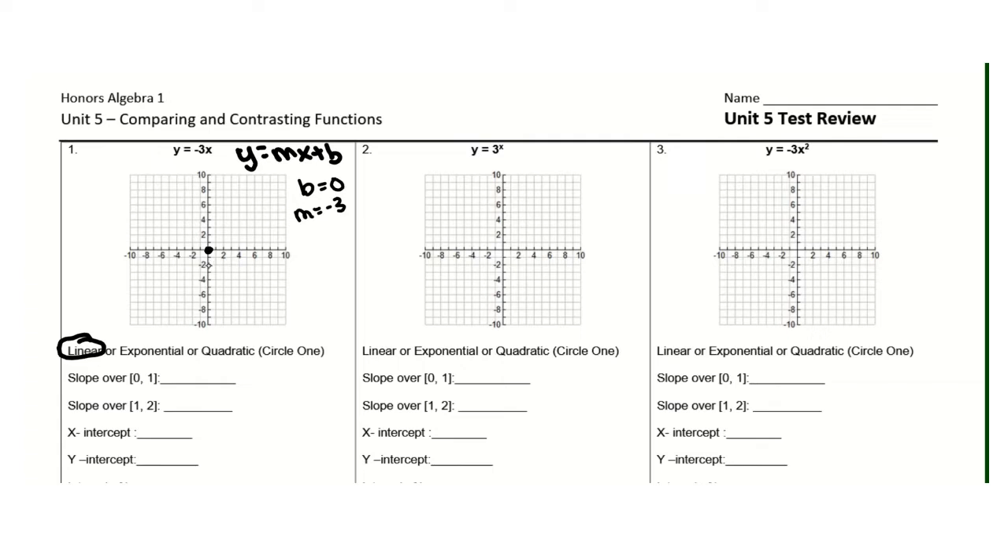So I'm going to go down 3 and to the right 1. Down 1, 2, 3, right 1. I could also go up 1, 2, 3 and to the left 1. And then I can connect my points in a line. Hopefully when you do it, your line is a little bit better than mine.